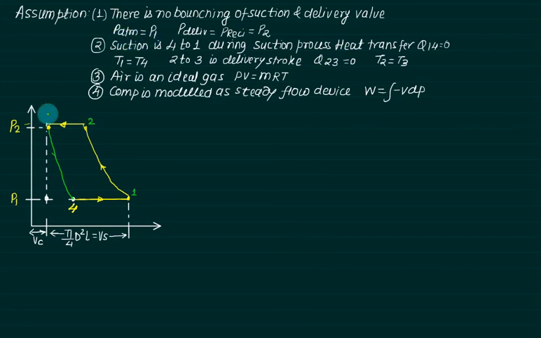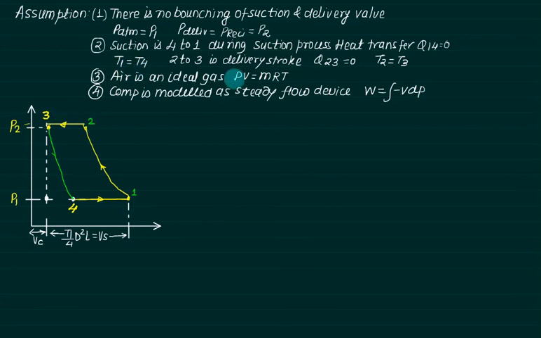Similarly, from 2 to 3 is delivery, and during this process we assume that the delivery pressure equals the receiver pressure, equal to P2. Similarly, we assume that 4 to 1 is the suction stroke, and during this stroke there is no heat transfer. So, Q14 equals 0. Heat transfer is 0 only when the temperature is constant. So, T1 equals T4.